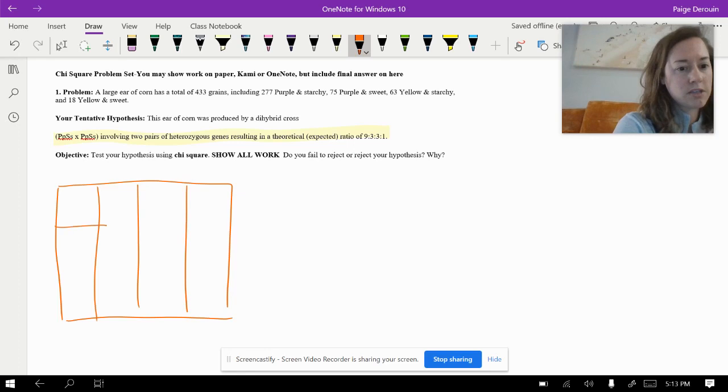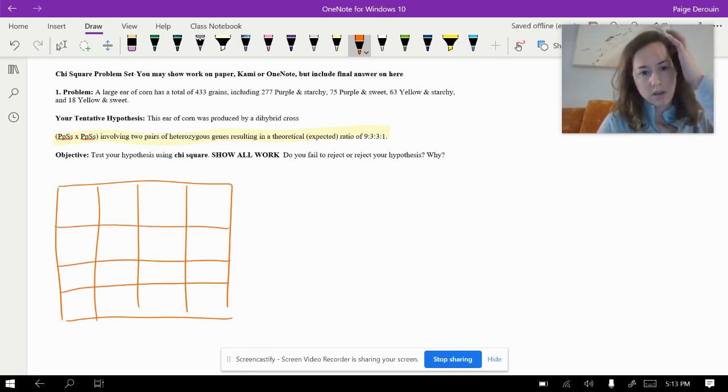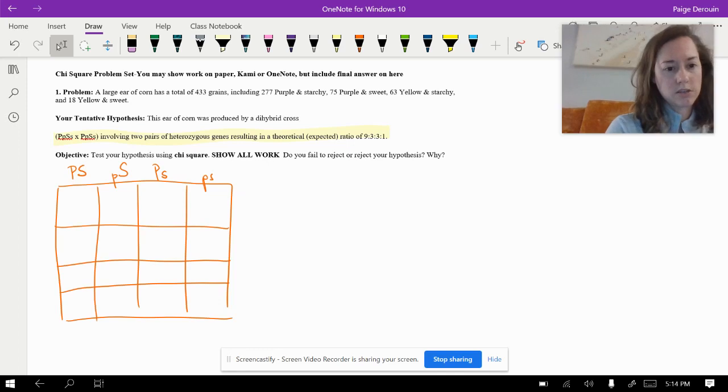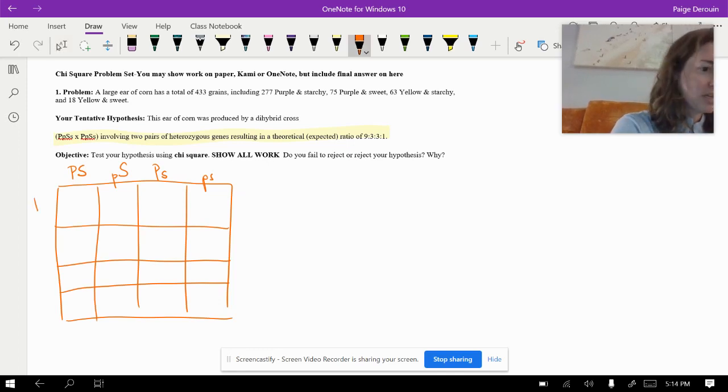So you'll have your 16 squares. And you're going to have your different possible gametes that each parent could give, so the sperm or the egg that each parent could give, going across the top and down the side. So, for example, this parent could give a big P and a big S, a small p and a big S, a big P and a little s, or a little p and a little s. And those are the same possibilities going down the side.